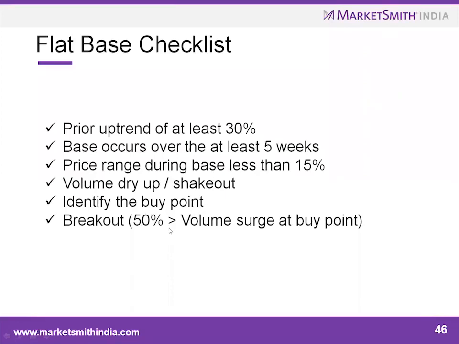Now, these are just the minimum requirements before software will tell you whether it's a base pattern or not. If you come across a stock where the uptrend is say 50% and then the base occurs over 12 months, say 1 year, just don't ignore that, because these are the minimum conditions. What we mean to say is there should not be a base formation of say 2 weeks and you are just buying the stock.